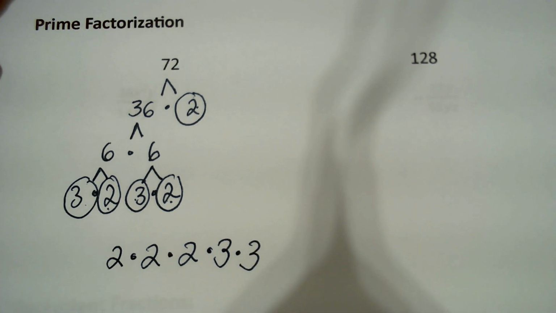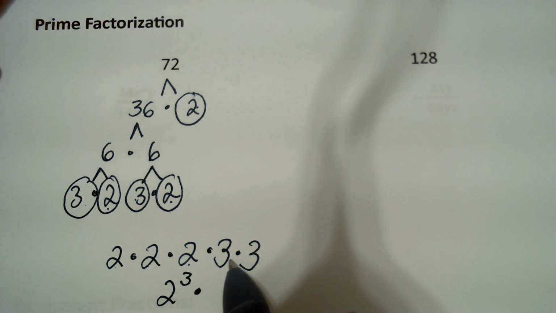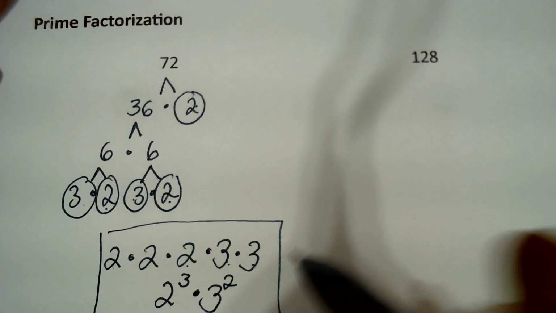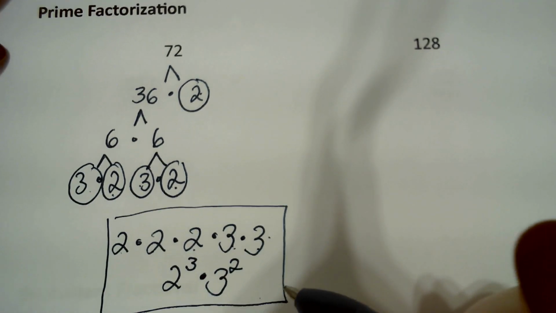Now I'm going to write it with an exponent. So I'm going to count once again: 1, 2, 3 2's, so that's 2 to the third power, and I have 2 3's, so that's 3 to the second power. So that would be my final answer. I need to make sure I have both parts included.